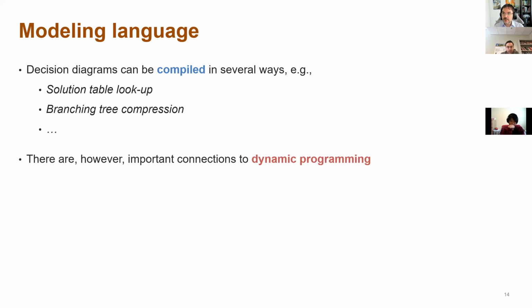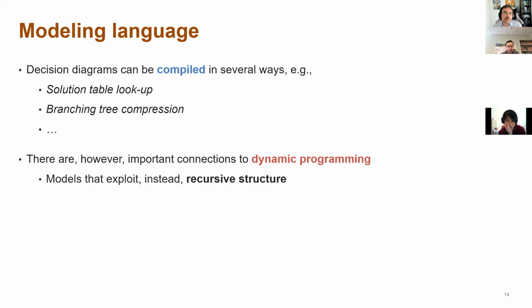But there are very intrinsic connections between decision diagrams and dynamic programming. And we're going to leverage those connections to provide a systematic way how you can build these decision diagrams. And then it's going to help later on how you can also relax. And what is the connection between relaxations and other existing techniques from optimization?